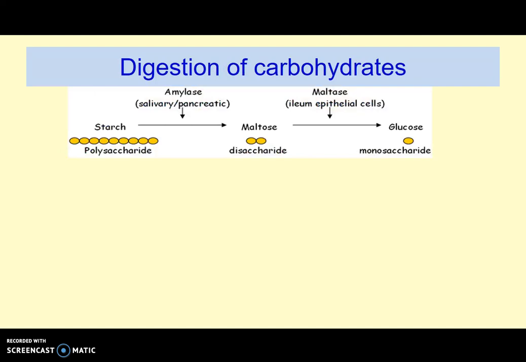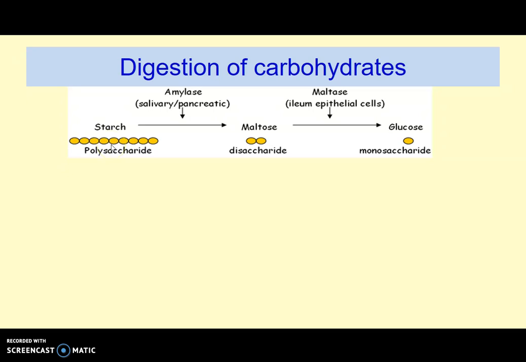Let's start with digestion of carbohydrates. So you can see here that this happens in two stages. Now this is where there's quite a difference between what you were taught at GCSE and what you need to know for A-level. If we take starch to start with, it's a polysaccharide. We have two types of amylase that can break this down into smaller molecules, hydrolyze it.